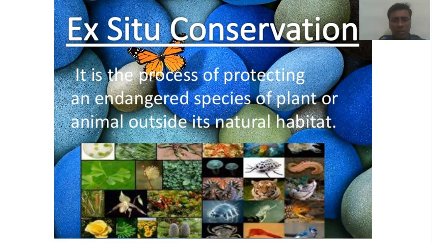It is the process of protecting an endangered species of plant or animal outside its natural habitat. Endangered means they are already in danger, so their population is below 30%. It may be a plant or animal. By collecting the genes, or by collecting one or two animals or plants, within a closed environment.